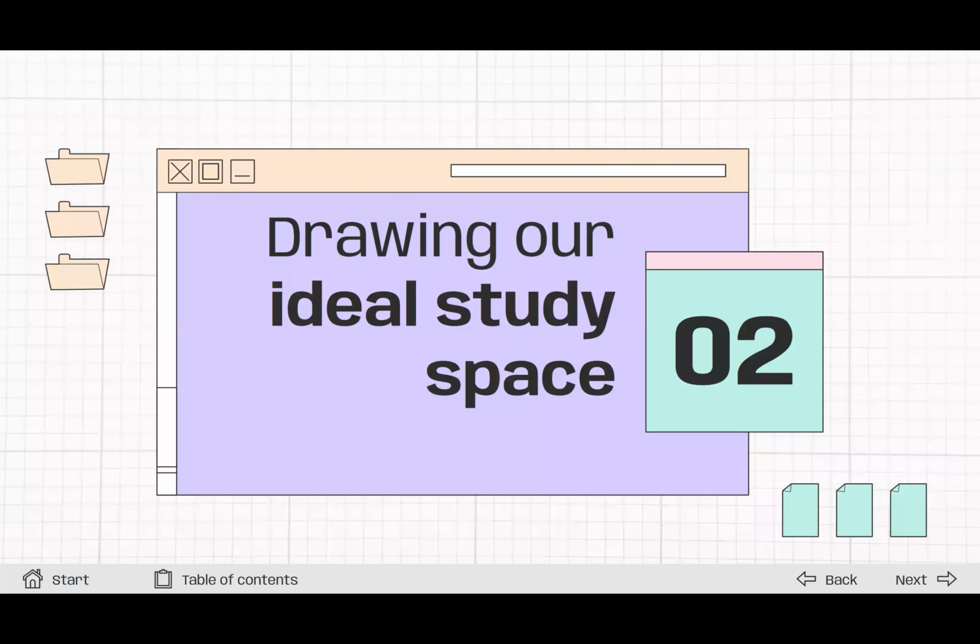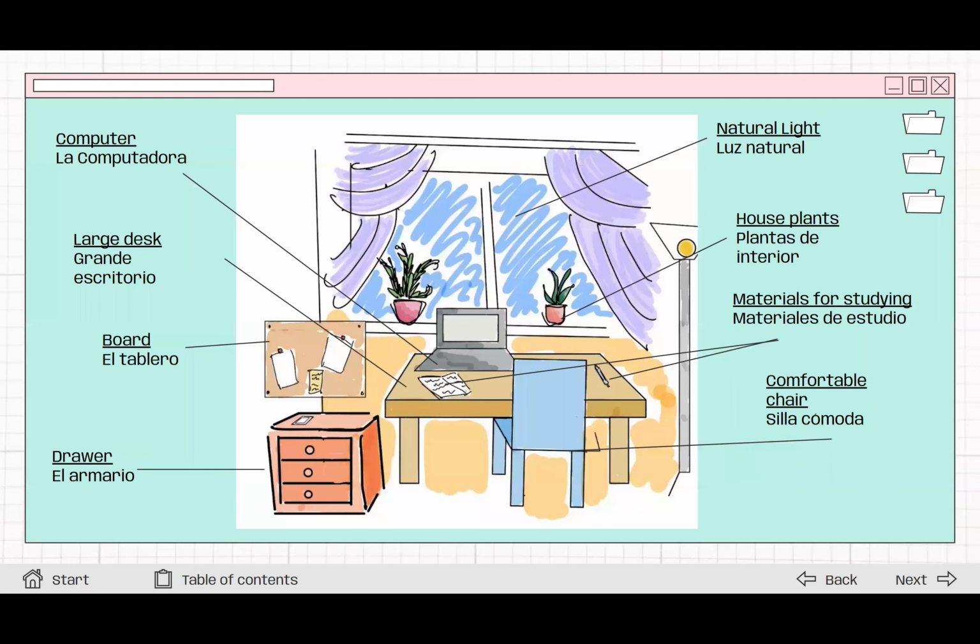So now we are going to show you our drawing. And this is using all of our ideas of what makes a good study space and putting that into action and creating a sort of drawing for what we think a good study space would look like.